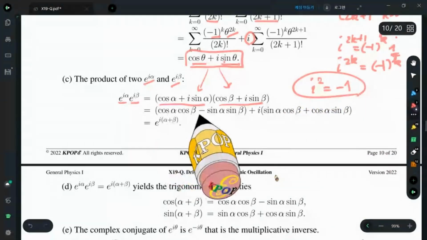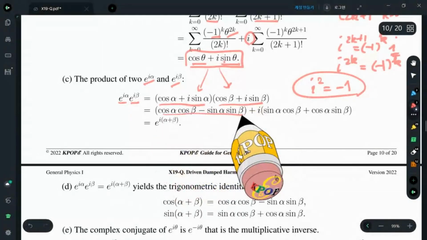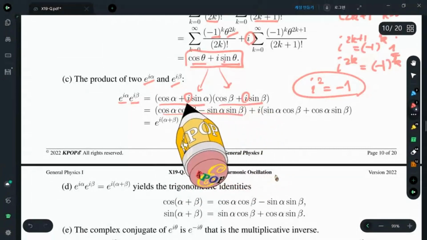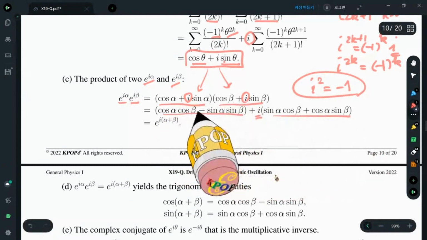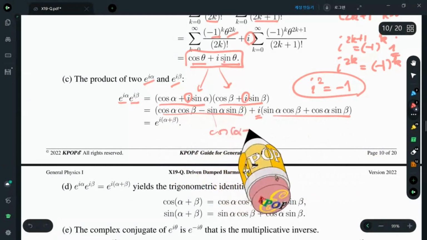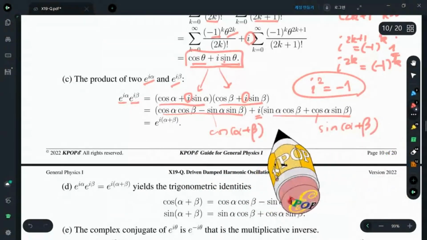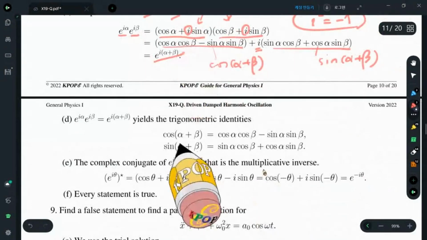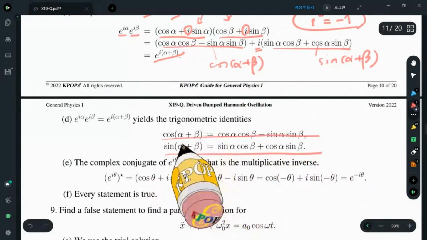In that case, cosine, cosine, minus sine, minus i. This is the real part, and the imaginary part has a single i only. Then cosine, sine, sine, cosine. The trivial summation for the cosine and sine is cosine alpha plus beta, and this is sine alpha plus beta. That's the reason why it is exponential i alpha plus beta. So from this relation, in reverse, I can reproduce this summation formula.